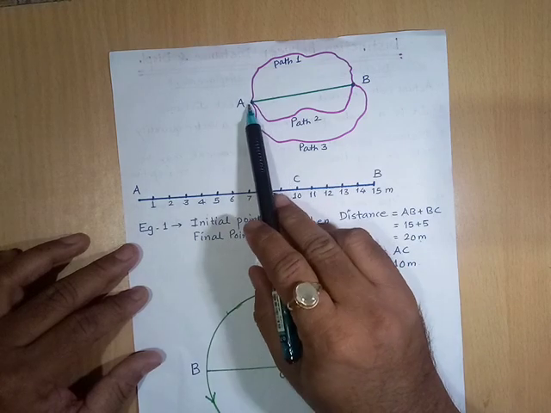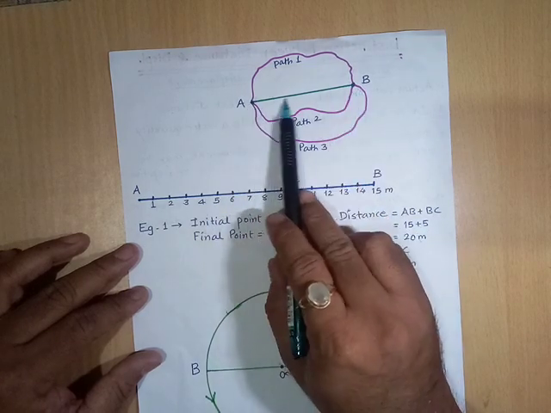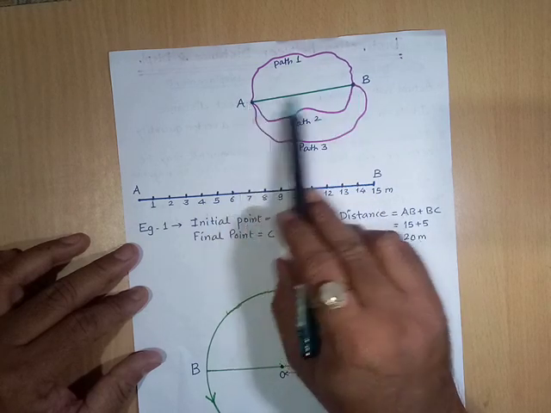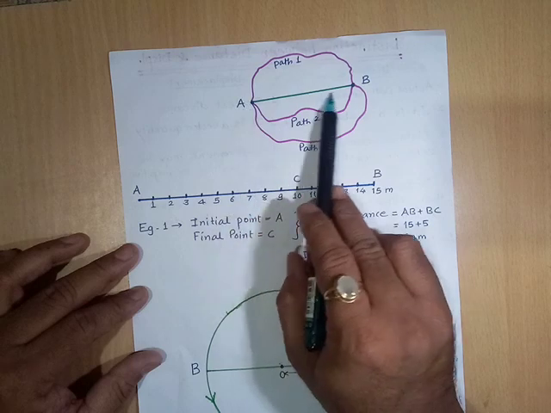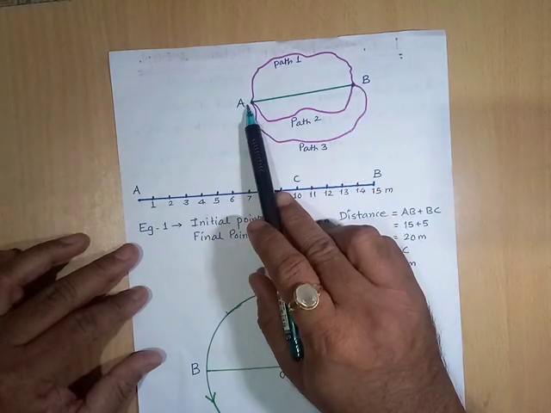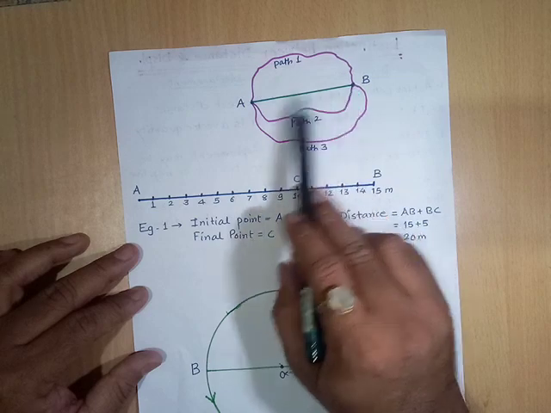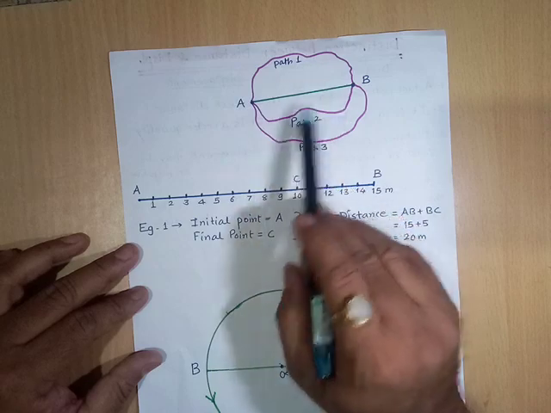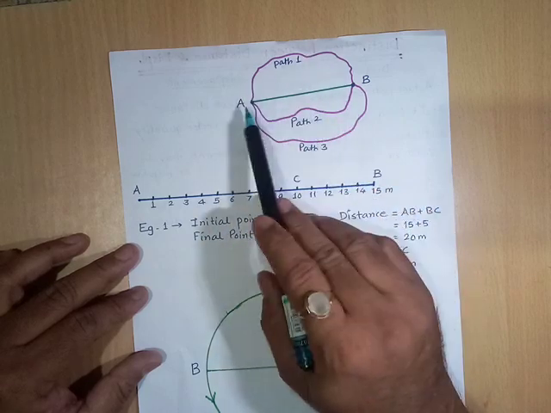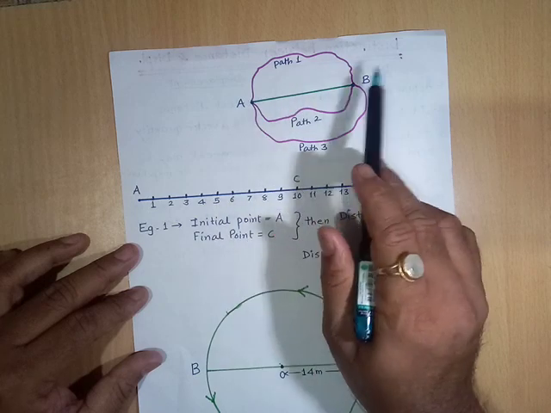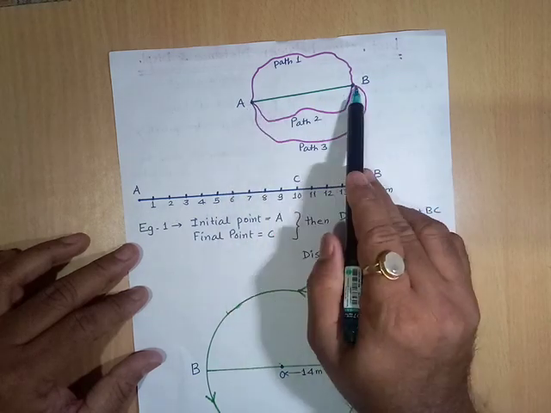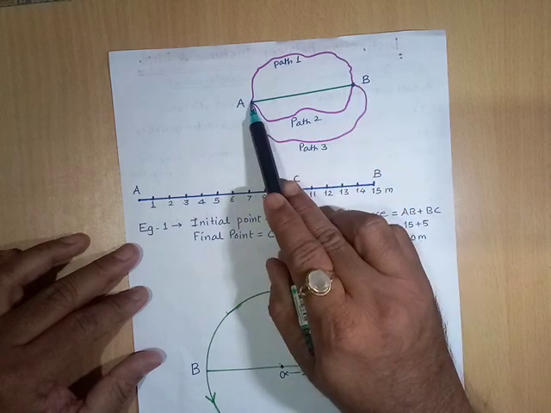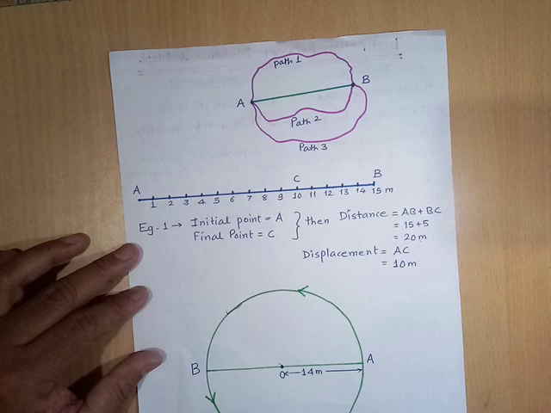But when I consider the shortest path, let us imagine that this green line is the shortest path by which the object may reach from point A to point B. So this one and only path, which is the shortest path from initial point to the final point B, is nothing but the displacement of the object. So it is quite possible that there may be different paths by which the object may reach from the initial point to the final point, but there is only one path which is the shortest path by which the object may reach from the initial point to the final point, and this shortest path is considered as the displacement of the object.